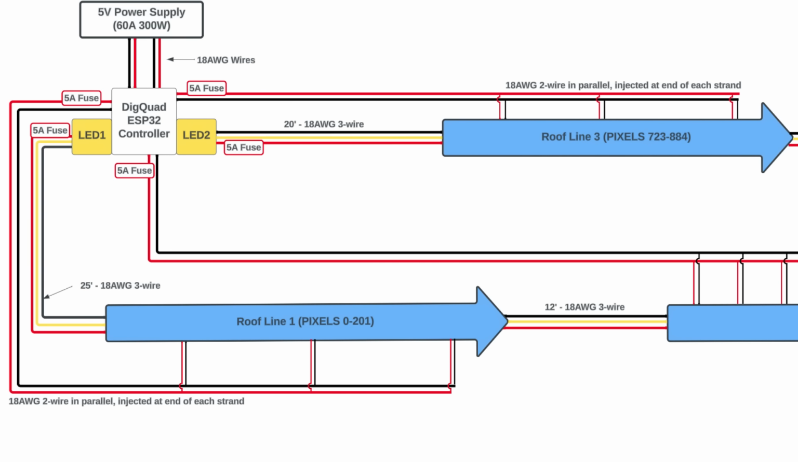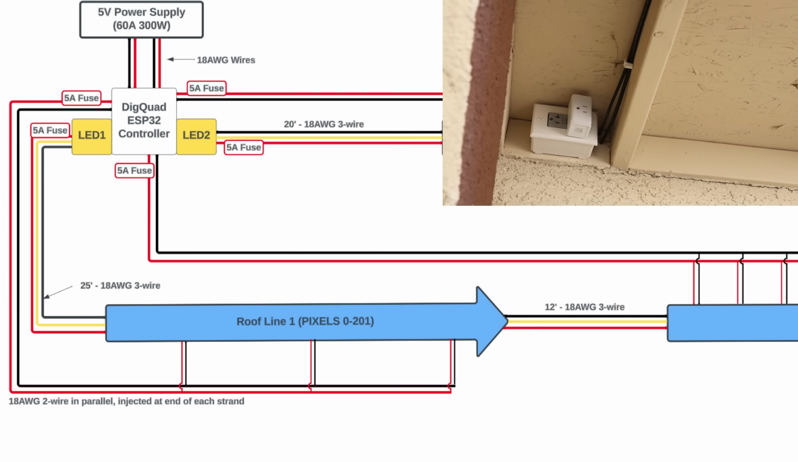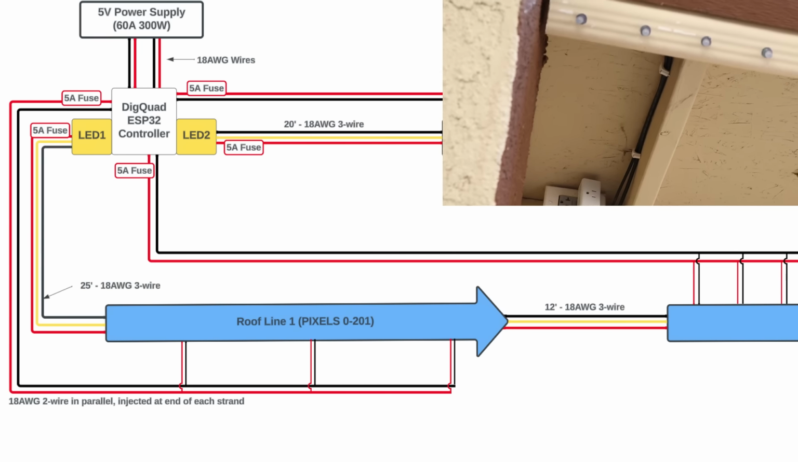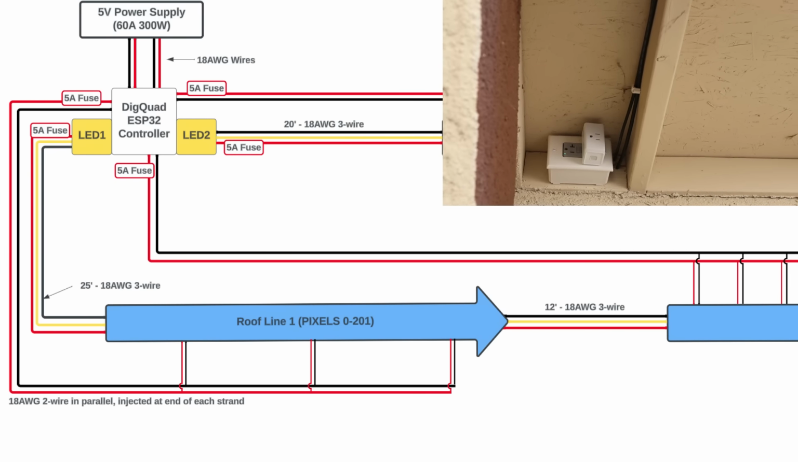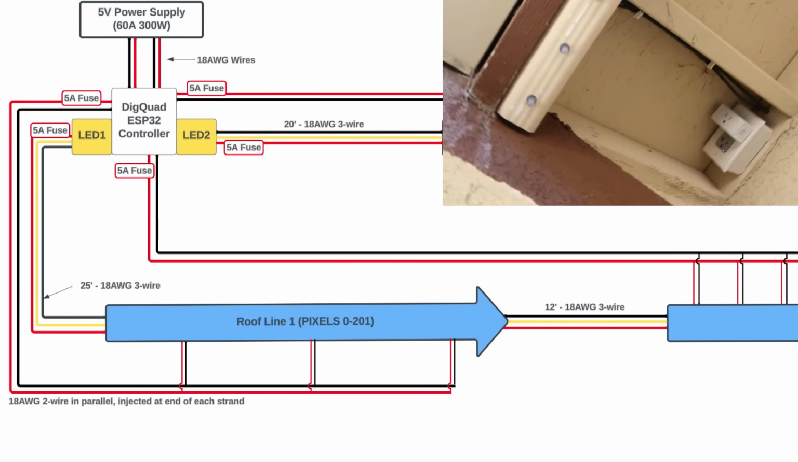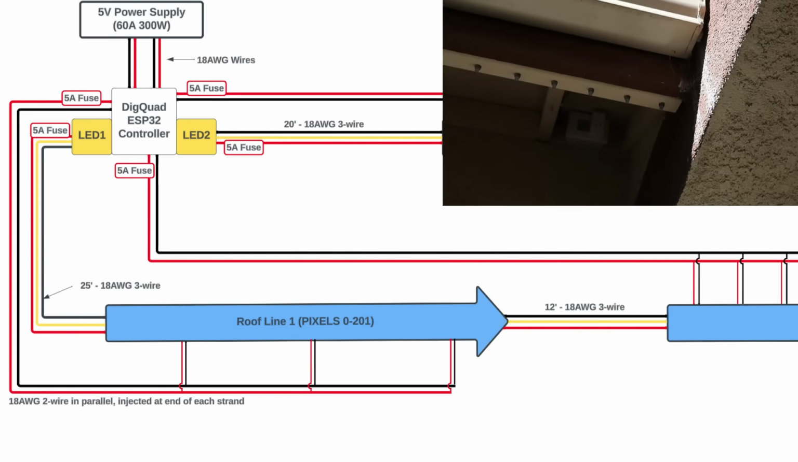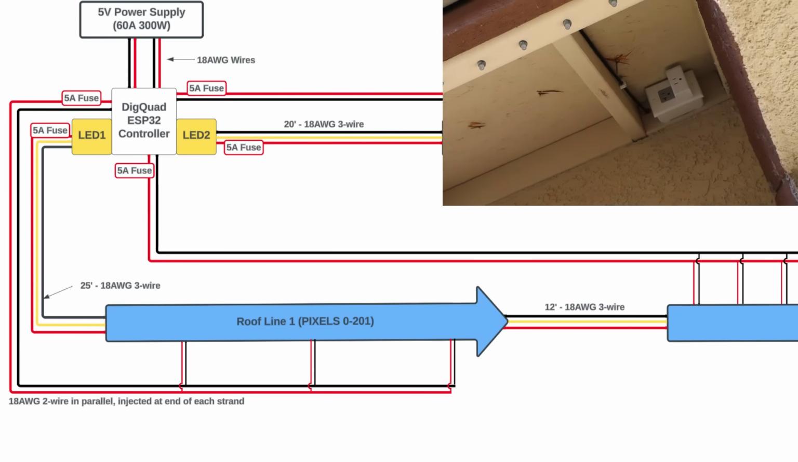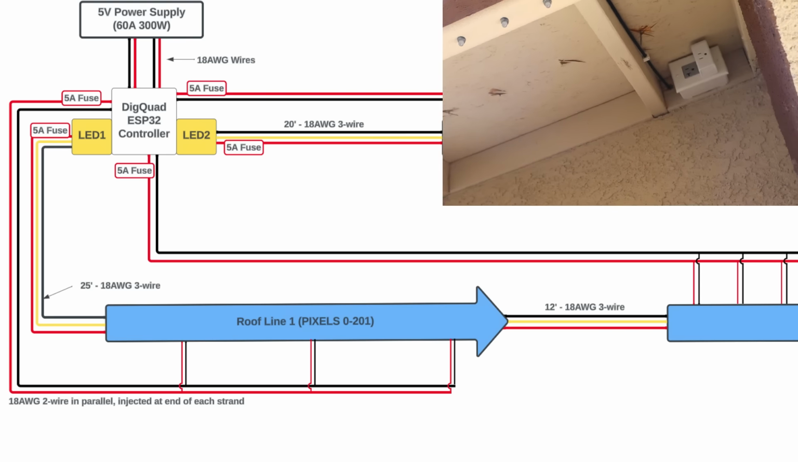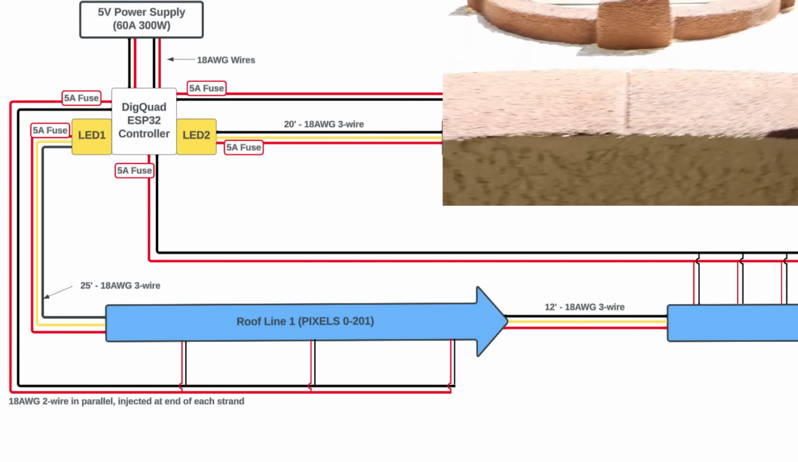Now as I leave roofline 1 and head over to roofline 2, I have about a 12-foot jumper in between those 2 segments. And I'm using more of that 18 gauge 3-wire to make that connection. Now, before I start roofline 2, I'm bringing in a fresh power injection line. That's the 18 gauge 2-wire. So it comes straight off of a new fuse and another ground off of the controller board, and it heads over and starts injecting power on roofline 2.